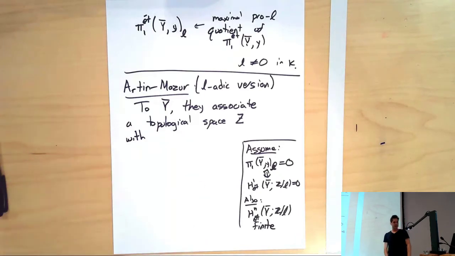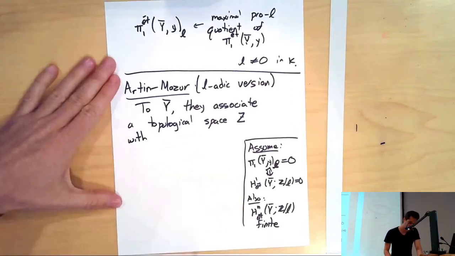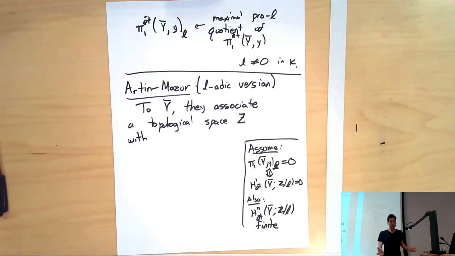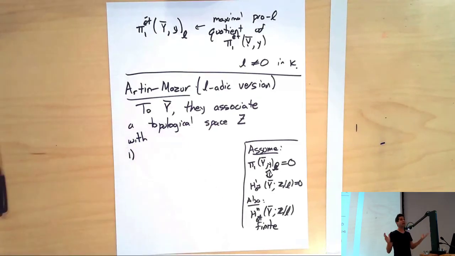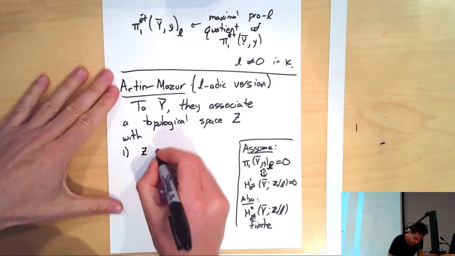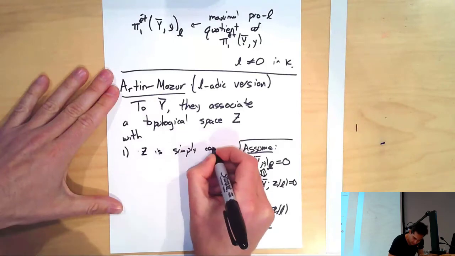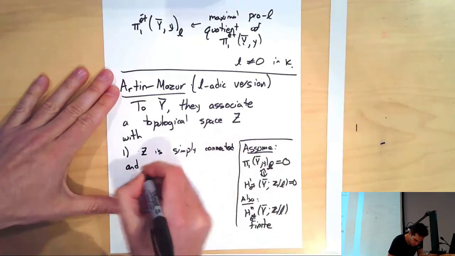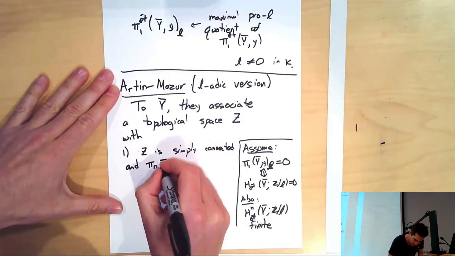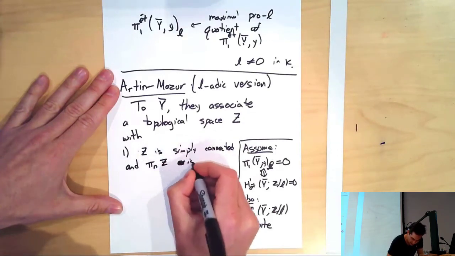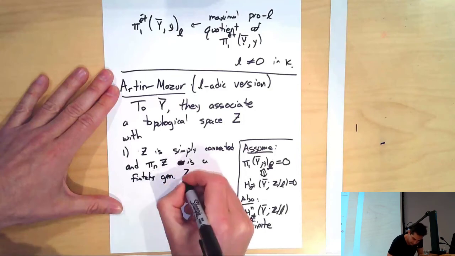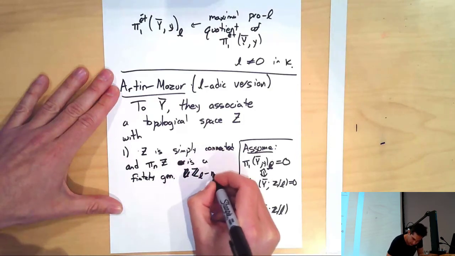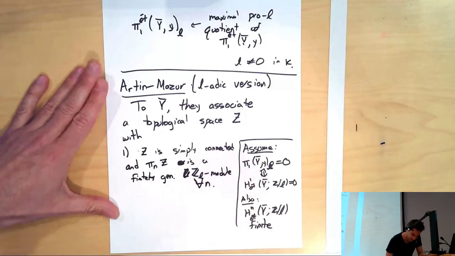Okay. So under these assumptions, what Artin and Mazur produce is something that you can describe pretty concretely, or at least you can think about pretty concretely. You can think that their output is a topological space Z with two features. First is that Z behaves like it's L-adically complete. So let's say Z is simply connected, and the homotopy groups of Z, pi n of Z, each homotopy group is a finitely generated Z_L module, for every integer n.